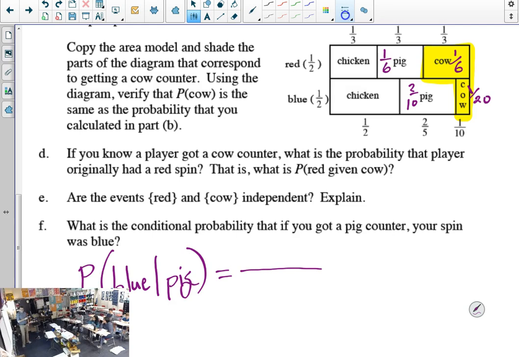Oh, okay, that makes sense. So what goes on the numerator? 2 tenths. Yeah, sorry. So really, it's 1/5, right? We can reduce it. If we can reduce, that's going to make it easier in the long run. So reduce it if possible. Blue pig's probability is 1/5. Total pig probability, kind of annoying, right? 1/5 plus 1/6. 11/30.